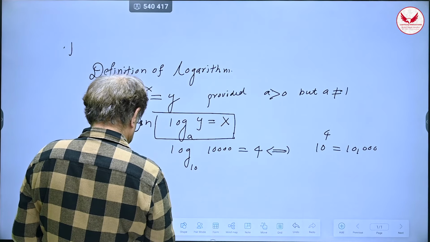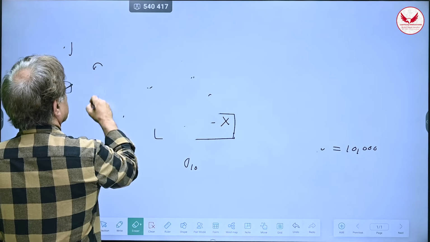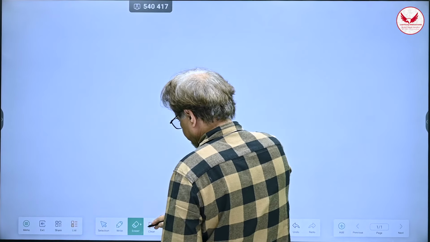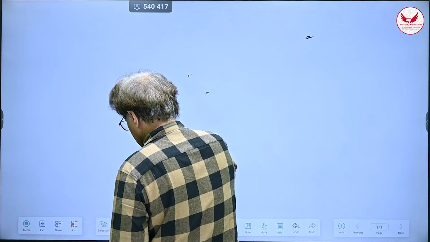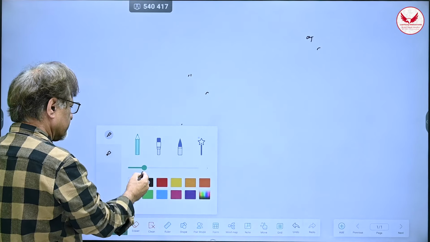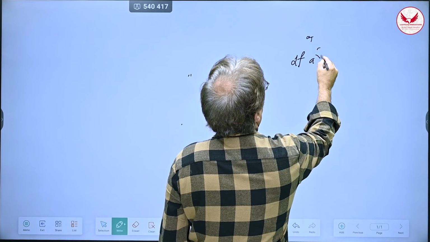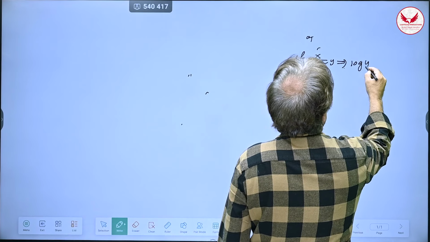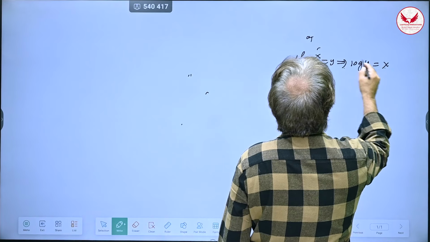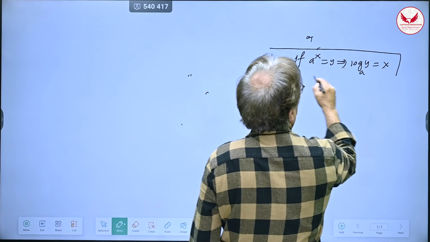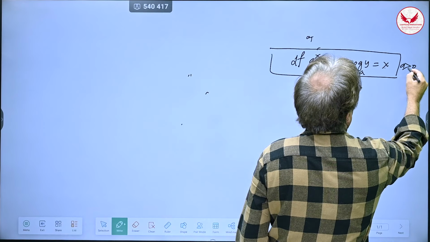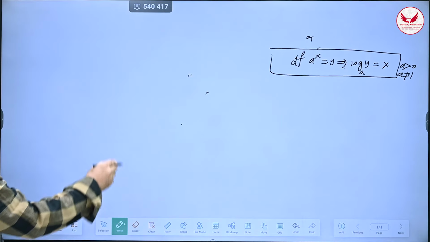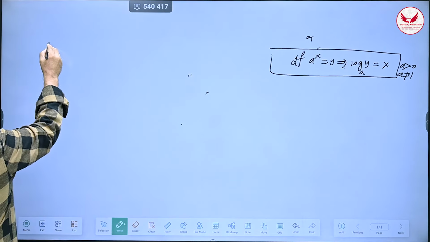Okay. Now, I will write the definition in the corner of this board like this. If a raised to x is equal to y, this implies log of y to the base a is always equal to x. Don't forget, provided a is greater than 0 and a not equal to 1. Correct? Now, once you get that, let us now go about understanding laws of logarithm.